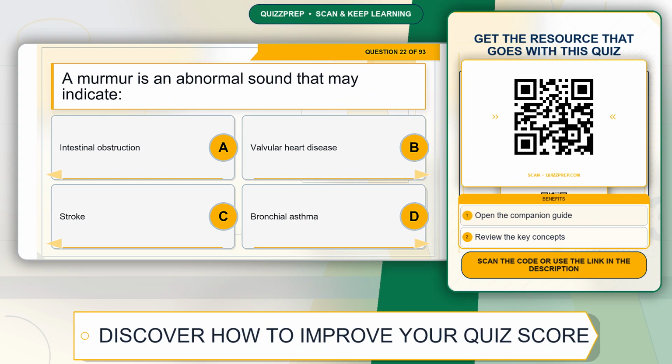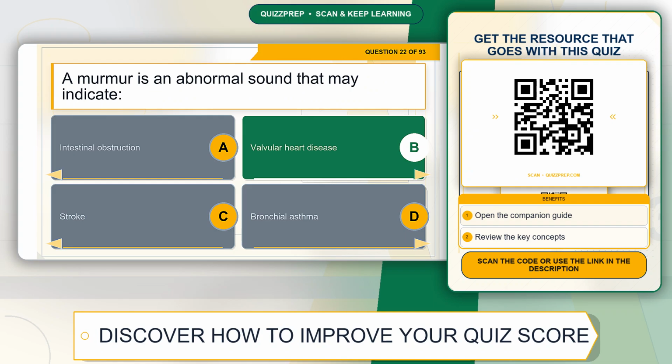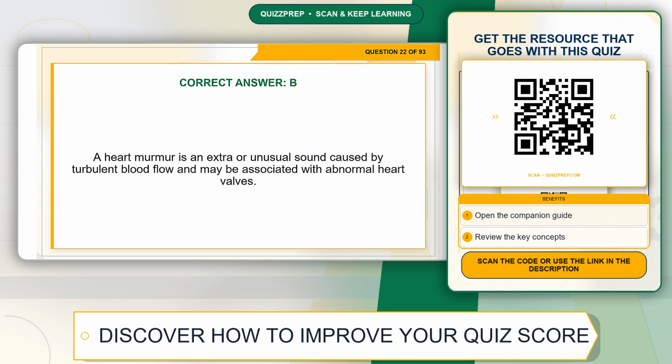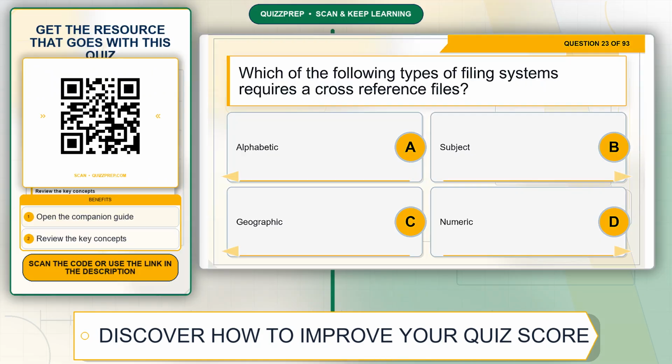Question 22. A murmur is an abnormal sound that may indicate. Option A, intestinal obstruction. Option B, valvular heart disease. Option C, stroke. Option D, bronchial asthma. The correct answer is option B, valvular heart disease. Explanation. A heart murmur is an extra or unusual sound caused by turbulent blood flow and may be associated with abnormal heart valves.